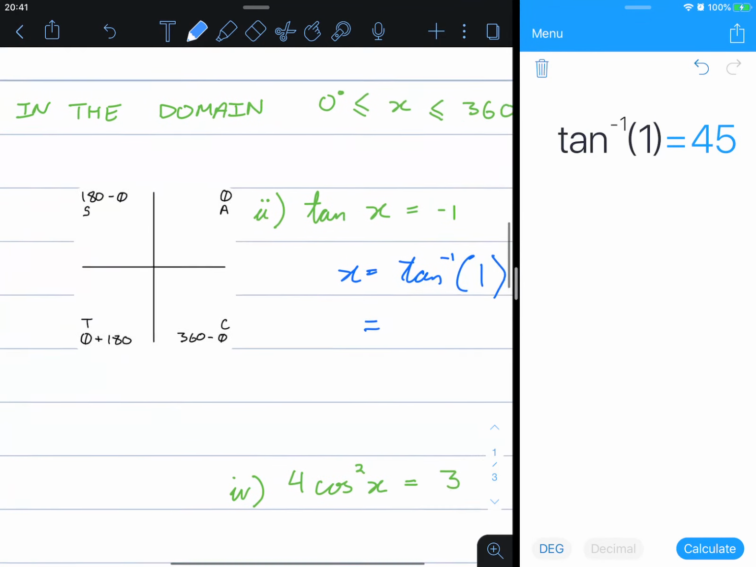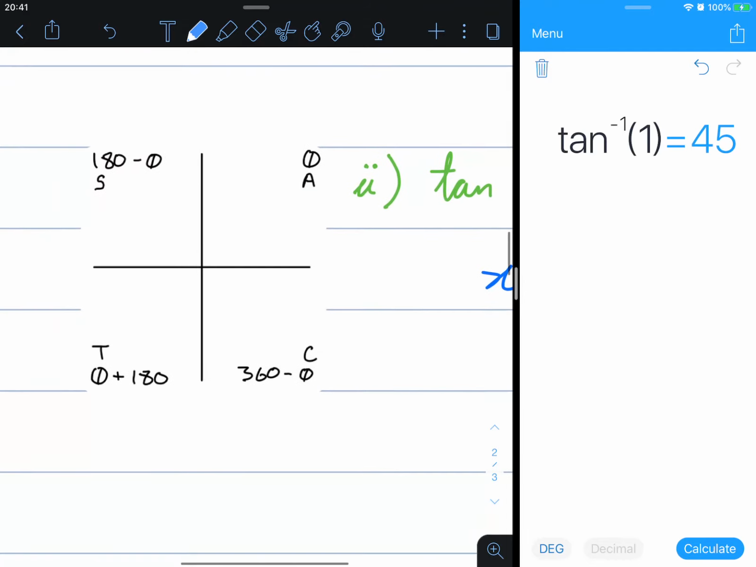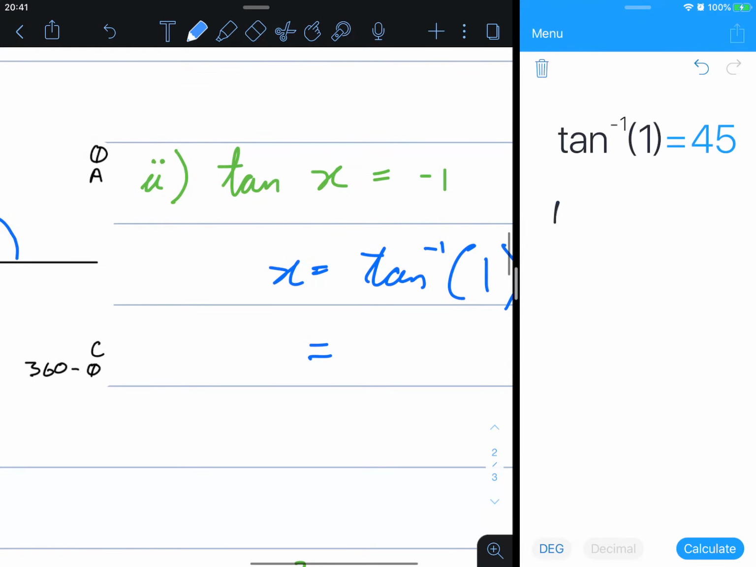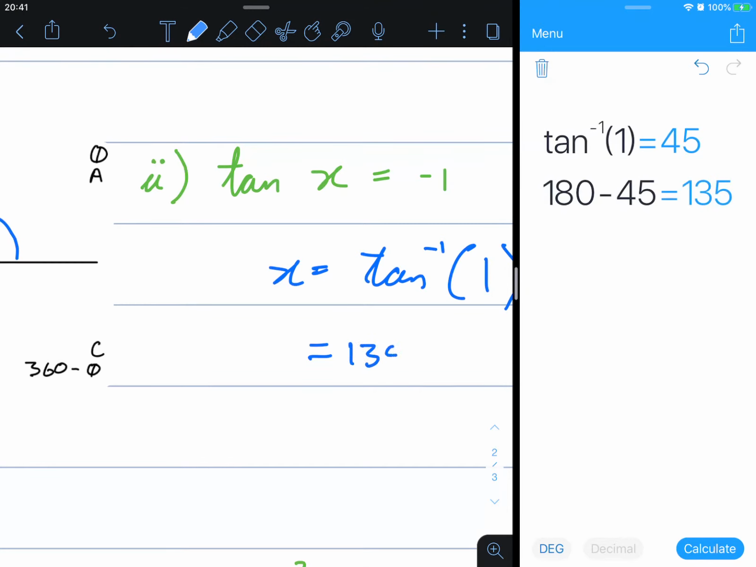Now, how do we figure out where it is for -1? Well, let's consider in which quadrant tan is negative. In the first quadrant, all values are positive. In the second quadrant, only sine is positive, meaning tan is negative here. So we want this 45 degrees, but the angle we are looking for is this one. Well, that would be 180 degrees take away 45. So that's our first solution. 180 take away 45 is 135. That is one solution.